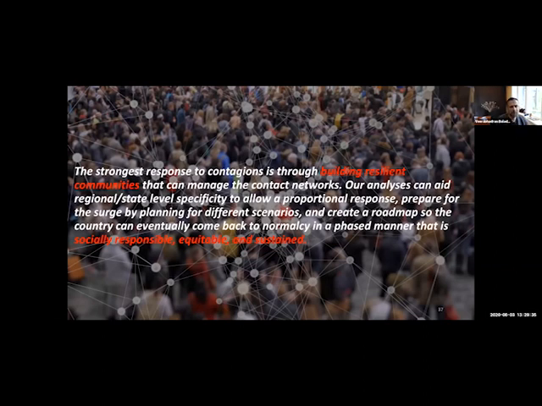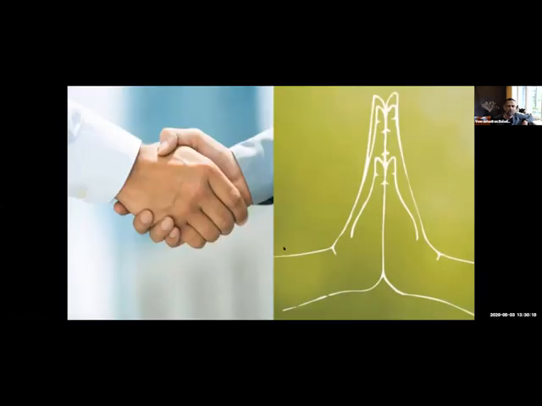We ended our Medium article with a summary line, and I think this becomes more and more pertinent in the current climate: the strongest possible response to contagions is through building resilient communities that can manage contact networks. Something I would really point out is how we can create a roadmap, not only for India but for most countries, so that the return to normalcy can be in a phased manner that is socially responsible, equitable, and sustained. It has never been as pertinent as today. So with that, we thank you all for your attendance and attention, and onwards we go.